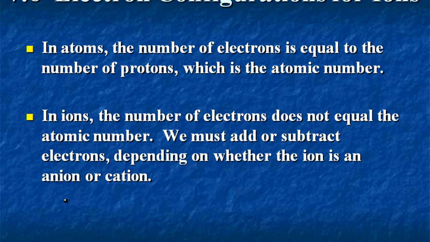So what are anions? Negatively charged ions. How will an ion be negatively charged? It has extra electrons, right? Electrons are negatively charged, so if it has extra electrons, it will be negatively charged. So what are positively charged ions called? Cations. And how do we get positively charged ions? By losing electrons, or having fewer electrons, right? Okay.